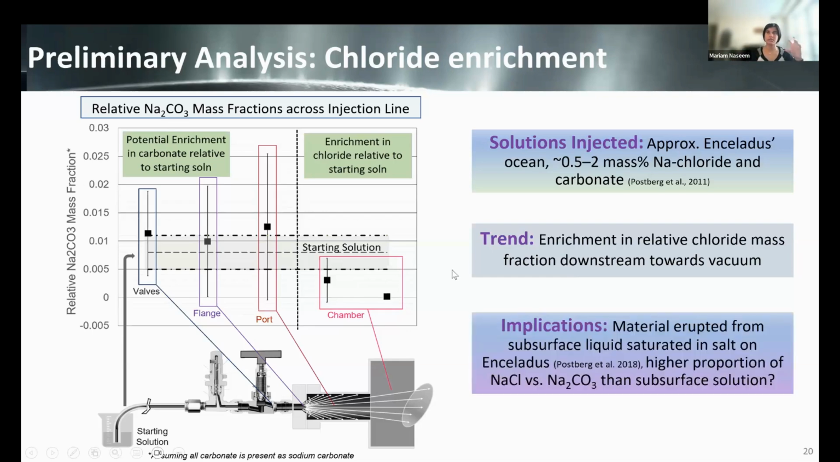It's interesting because, bringing it back to Enceladus, for example, where subsurface liquid water is saturated in salt, there may be higher proportions of sodium chloride versus carbonate in the erupted material than what might exist in its subsurface ocean. So this may be one implication for the trend we're seeing, to be determined with follow-on experiments, but it already begins to tell us a little bit about how these salt systems that exist on Enceladus may be getting altered by the vacuum ejection and this plume eruption process, and what that might mean for compositions of these compounds in its ocean.